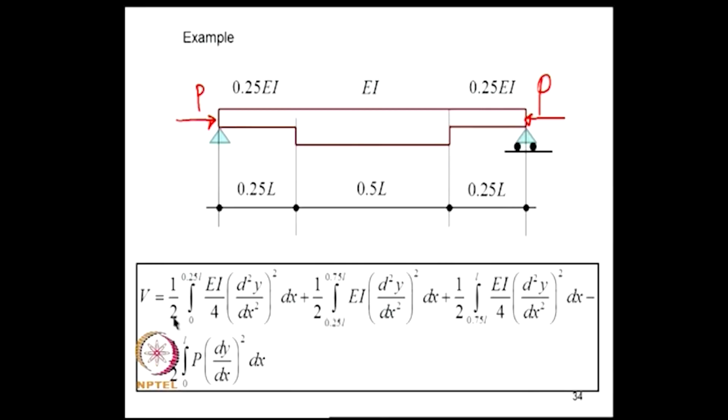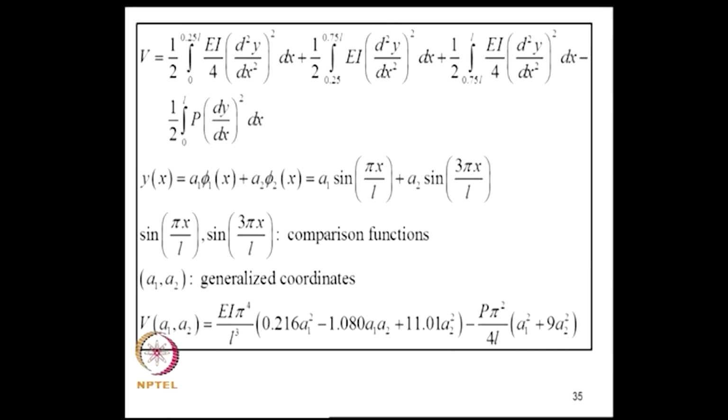So, I will write the expression for V taking into account that this EI is different in different cross sections. First I will integrate from 0 to 0.25 L, then 0.25 L to 0.75 L, and 0.75 L to L, and I use EI by 4, EI and EI by 4 in these three cross sections respectively. The axial load of course is constant throughout, so there is no need to split this. So, this is the expression for the total potential.